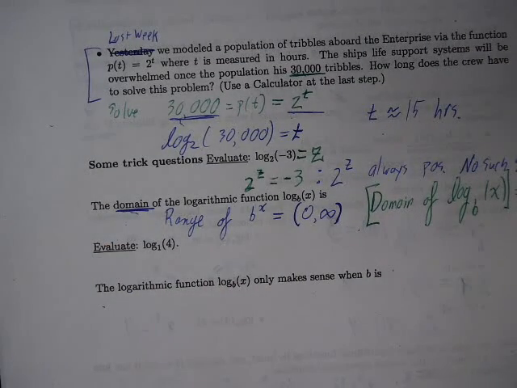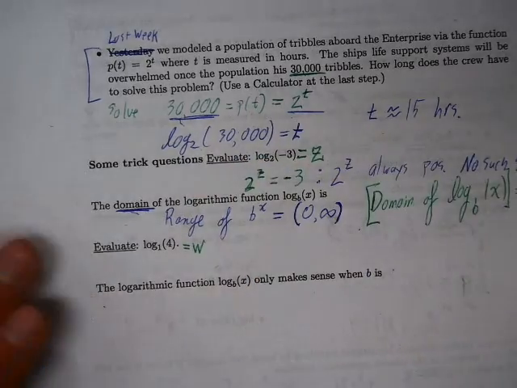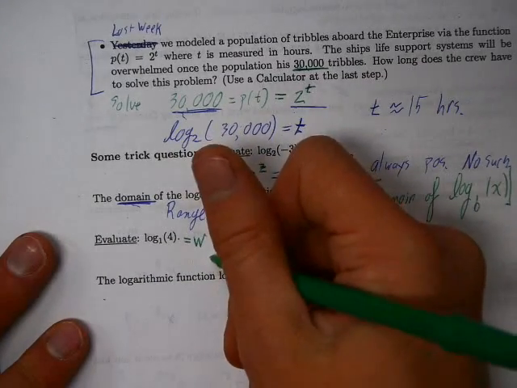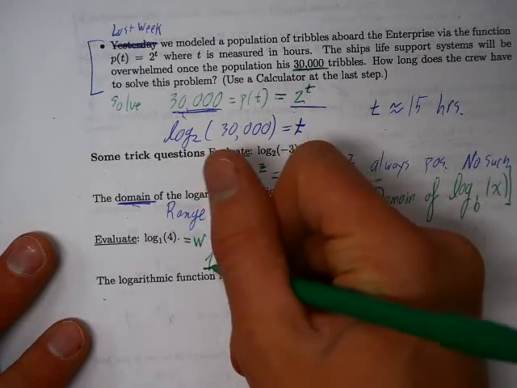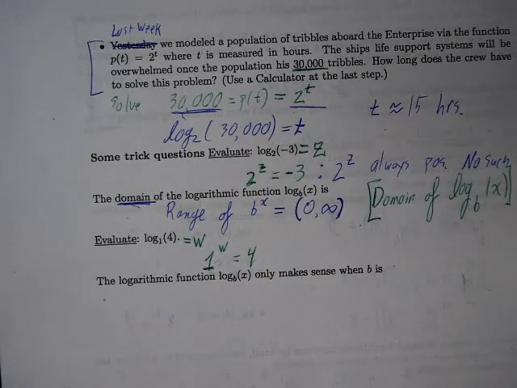Nice. Let's try another trick question. Let's try to evaluate the log base 1 of 4. So we'll try the same thing. Let's give that a name. Let's call that w. So if I want to know what the log base 1 of 4 is, I can rewrite that in exponential form to see that 1 to the w should be equal to 4. So what power is big enough that I can raise 1 to that power and get 4? Well, you can't, right? 1 to the w is always 1.